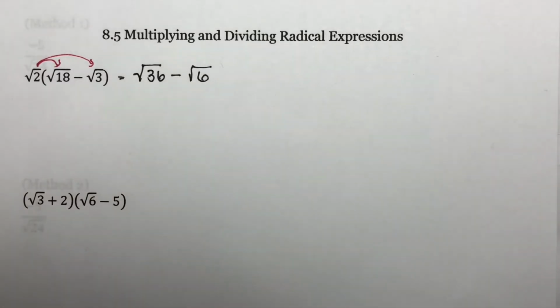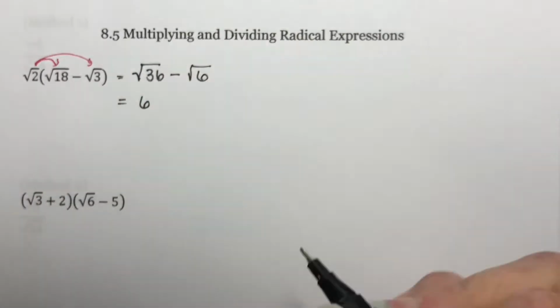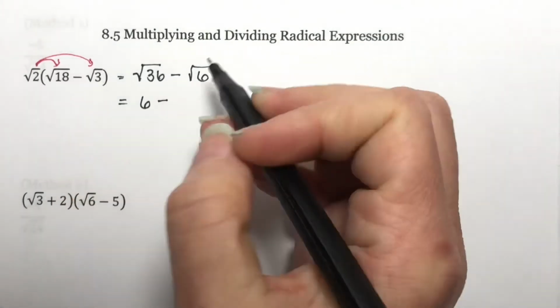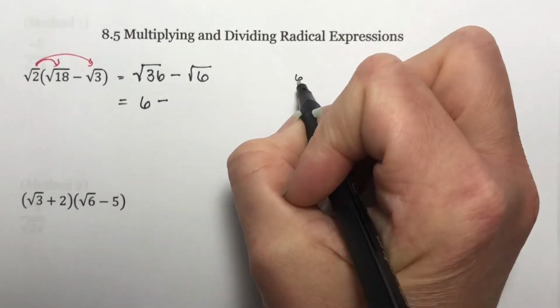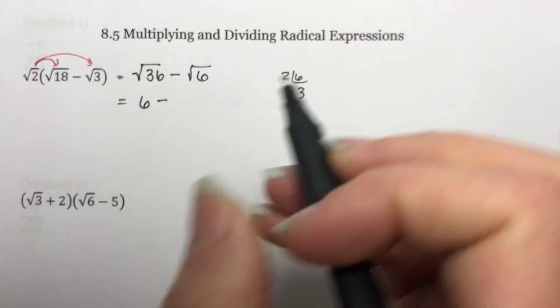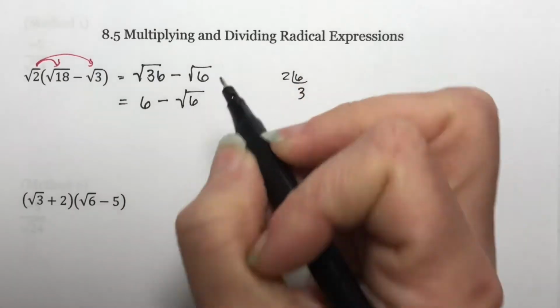Okay, now we need to simplify this as much as possible. The square root of 36 is 6, minus the square root of 6. We would simplify this radical if we could, but 6 is 2 times 3, so we don't have any pairs in there, so the square root of 6 remains.